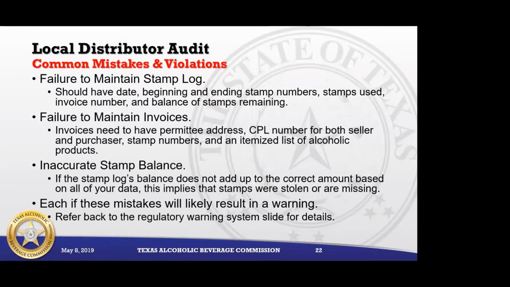If we go and we count your stamps and we realize that some are missing, we will then have to look further into it to determine what happened to those stamps. Where did they go missing? When did they go missing? And that's why we require you to put these from the invoices to the log and then finally the count. Each of these mistakes will likely result in a warning. You can refer back to the regulatory warning system slide for the details at the beginning. However, if it's gratuitous in nature or if it is not your first violation, this could be a case that carries a heavier administrative penalty.